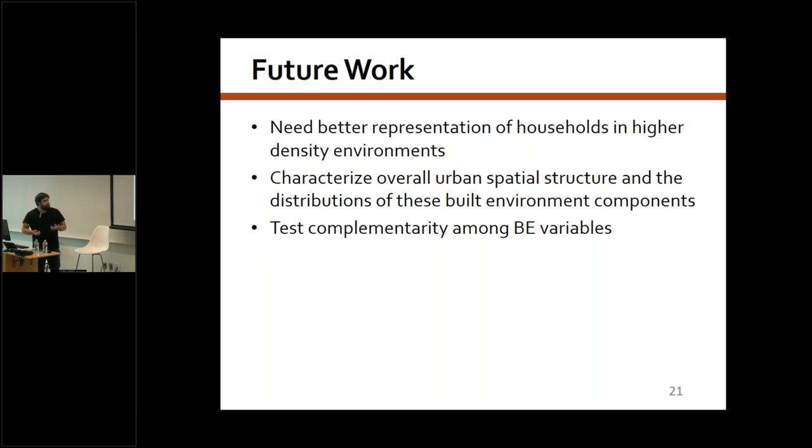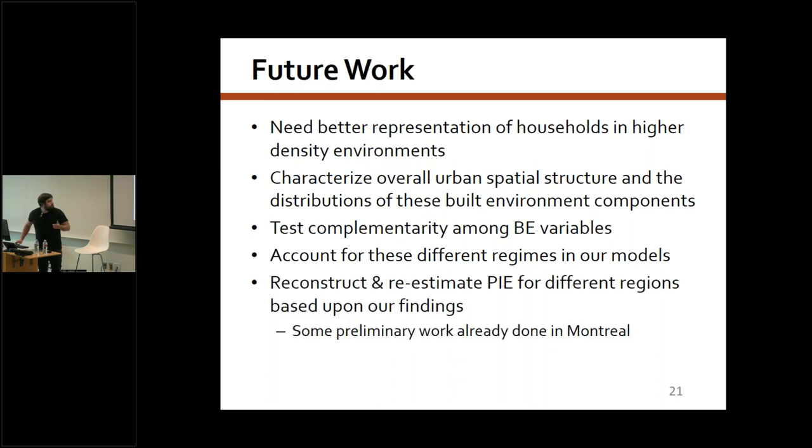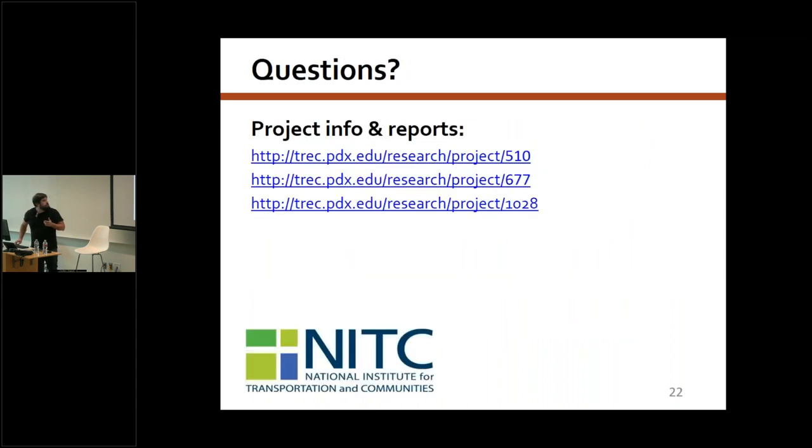Also, we have to test complementarity among built environment variables, because in this work we have been isolating each variable and comparing it by walking, but probably there's a lot of complementarity among variables like employment density, population density, and transit frequency. Altogether, they have an effect. We have to account for these different regimes in our model. And we want to reconstruct the estimates in different regions, because we have only done this for Portland, and to test this transferability idea that we have. And that's all. Thank you.